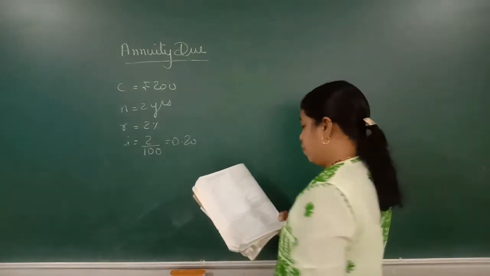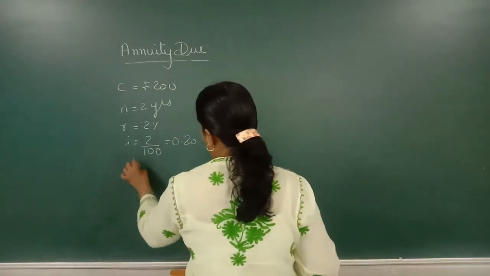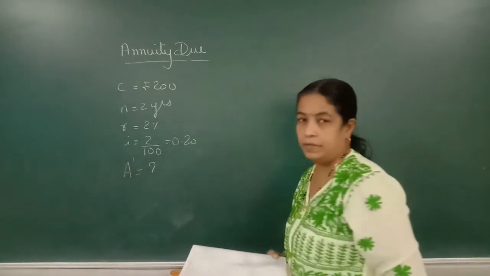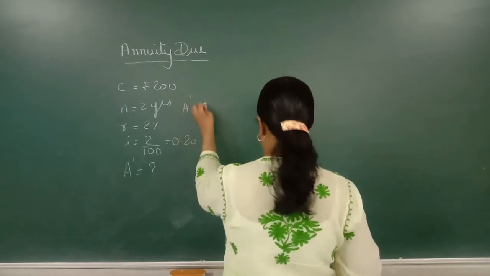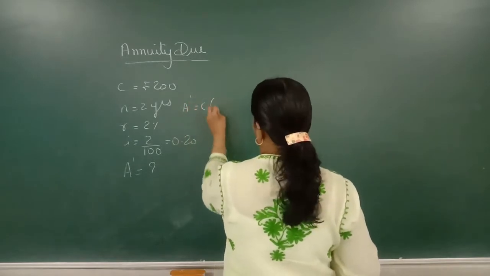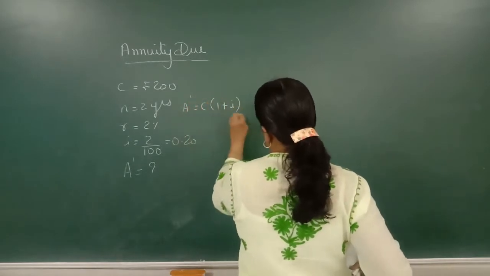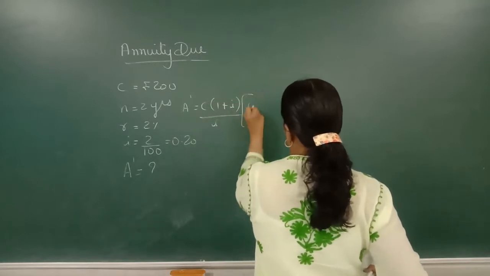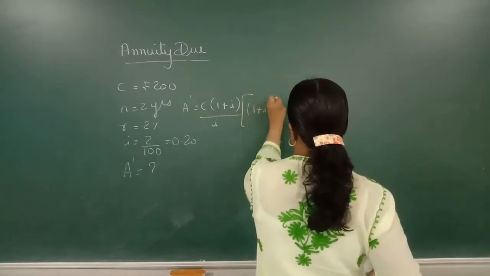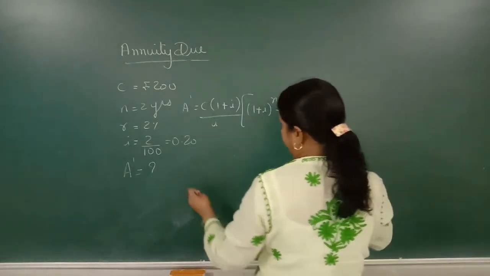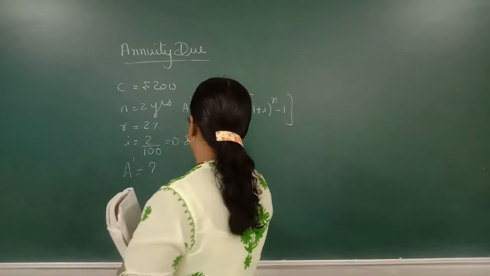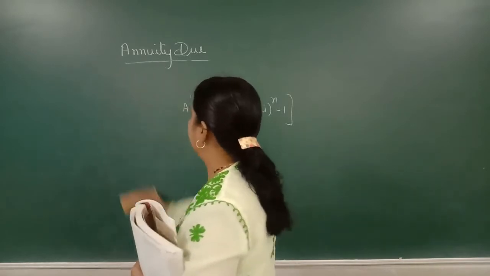Now we want to find the accumulated value, that is A dash. We know the formula. A dash is equal to C into bracket 1 plus I upon I into bracket 1 plus I to the power n minus 1. Now write down the formula here. We have written. Now we will put the given values over here.